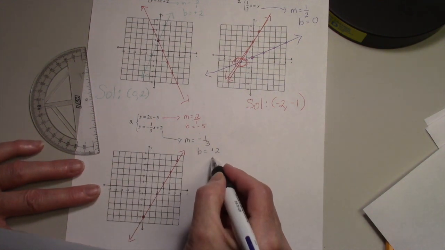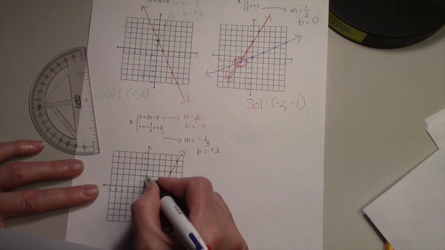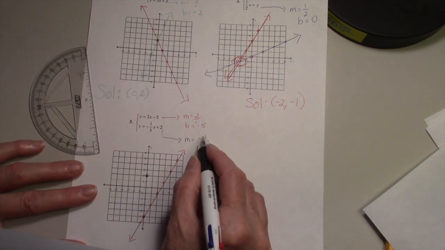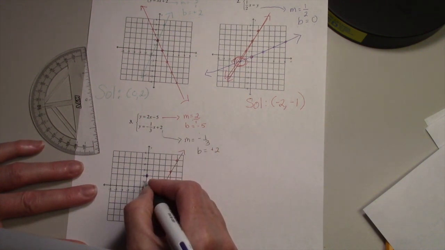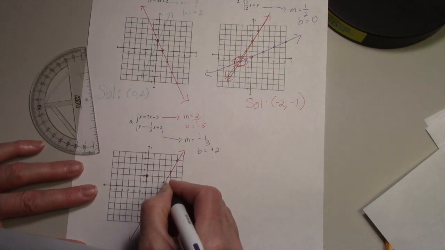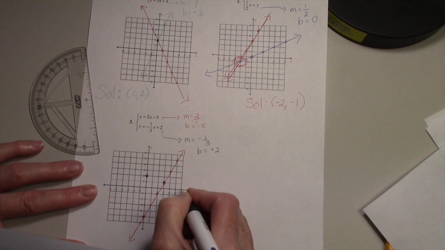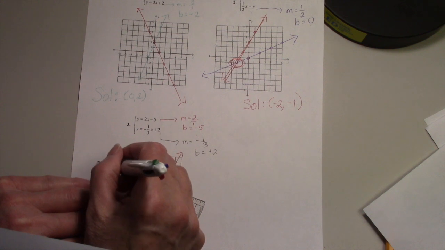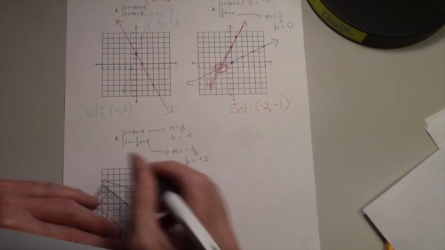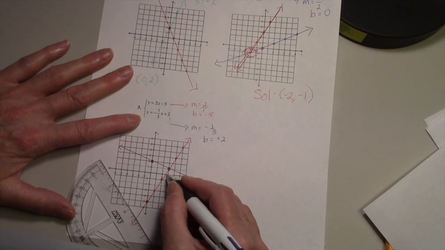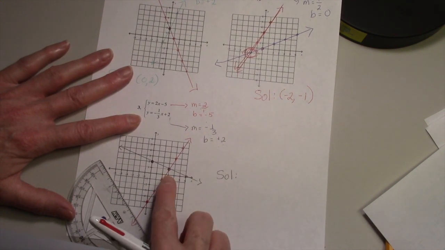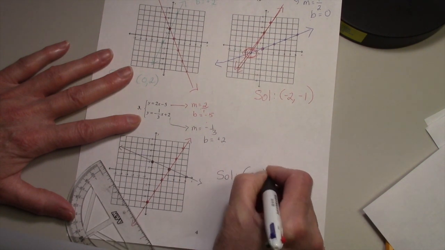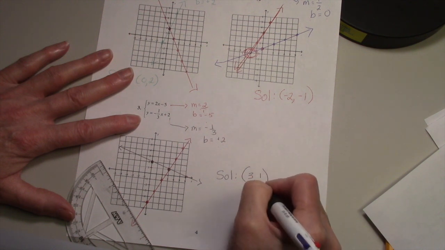Starts at 2, +2. So I go up to 2, starting at 2. But my slope is downhill, okay? Down 1 over 3. Down 1. 1, 2, 3. Bingo. There it is. Okay. Got it? And your solution, the solution here is over 3, up 1. 3, comma, 1. Remember, this is the x and this is the y.